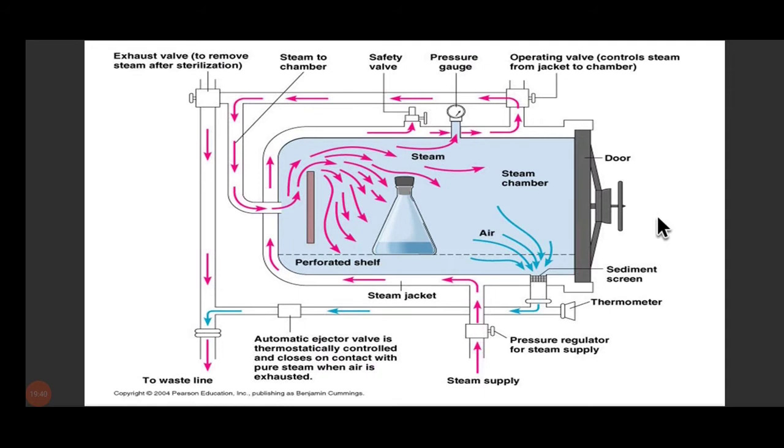Once your steam is generated, it passes through the passage shown here, marked in red arrows. It is perforating your shelf. It is coming onto your equipment. It is working on this, and then there is an operating valve which is controlling the steam coming from your jacket to the chamber, and we have an exhaust valve from where, after the steam has acted on your particular equipment, it is leaving.